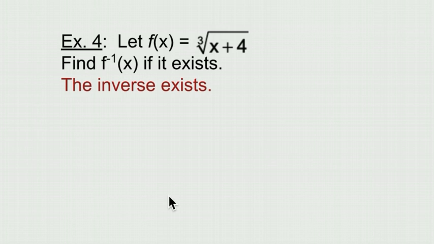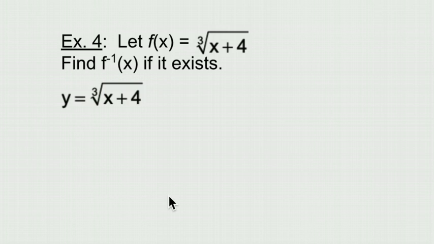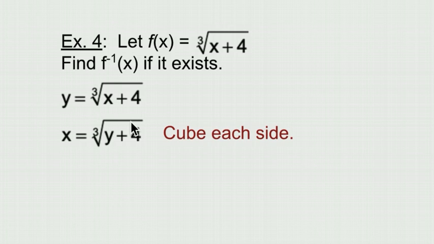So to find the inverse function, I'm going to go through all the steps again. I'm going to replace f of x with y to get y equals the cube root of x plus 4. Then swap x and y to get x equals the cube root of y plus 4. And now I need to solve for y. I'm going to start solving for y by undoing the cube root by cubing each side of the equation.